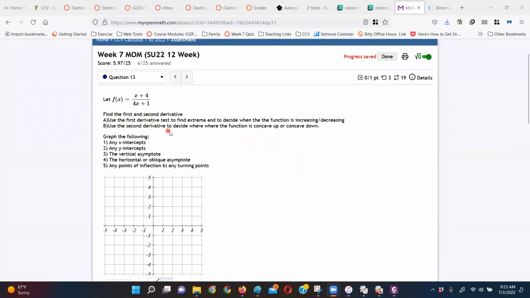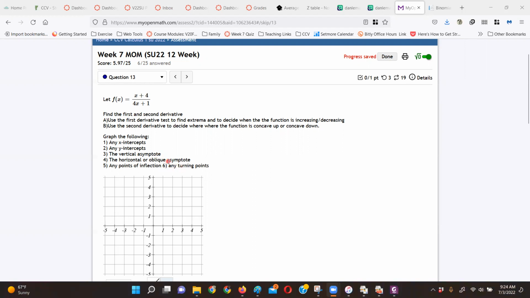So this question's asking us to use some calculus to graph this rational function. Okay. Honestly, a lot of it we don't need calculus for, but it's nice to verify what we're seeing, and it'll help give some practice with the calculus. So we're going to do the x and y intercepts, the vertical asymptote, horizontal asymptote, inflection points, if any, and any turning points.